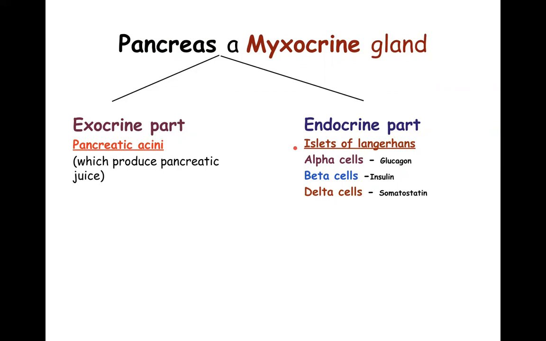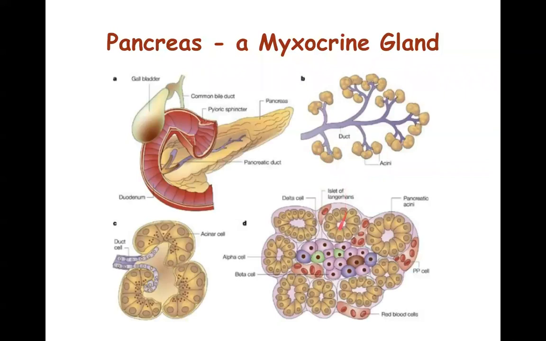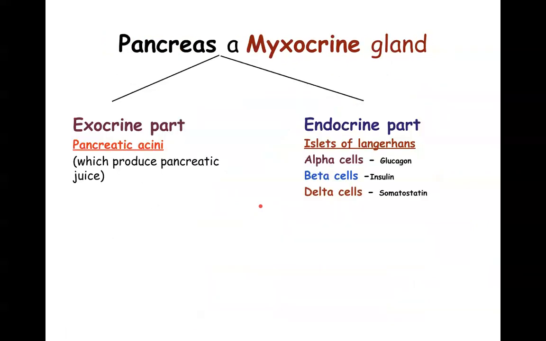Now, if I show you the previous slide, you will be able to see that the Islets of Langerhans are labeled here, where they have labeled the alpha cells, the beta cells, and the delta cells. So the alpha, beta, and delta cells of the Islets of Langerhans represent the endocrine part of the pancreas, and the pancreatic acini represent the exocrine part. Therefore, the pancreas is called a mixocrine gland, part endocrine, part exocrine.